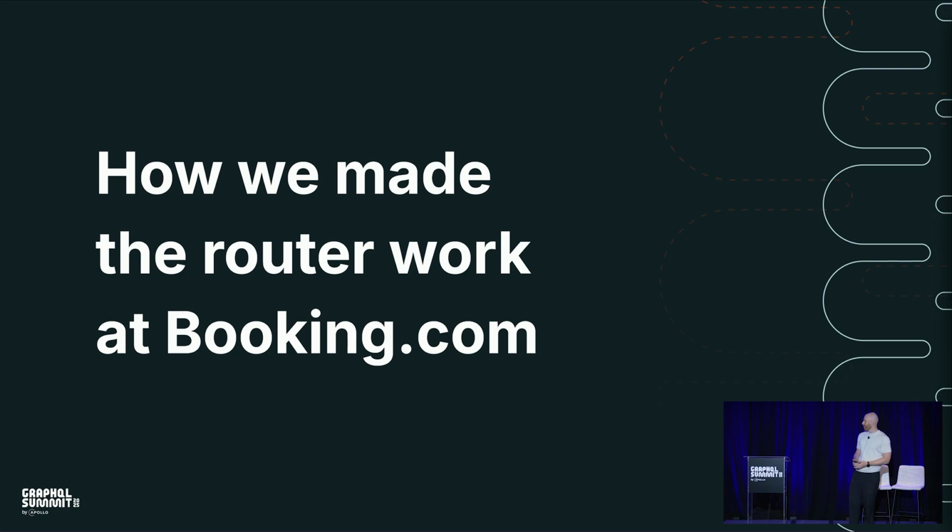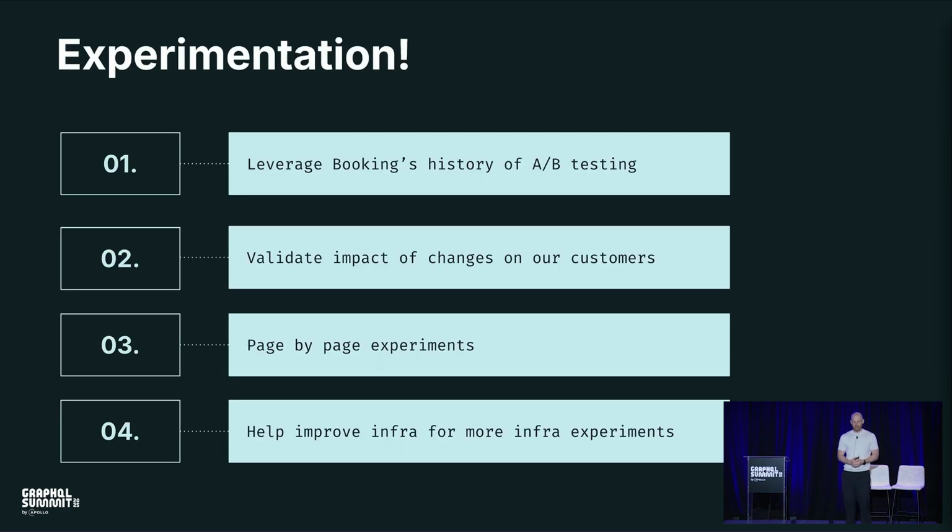So how do we make the router work at Booking? The answer to this is pretty simple: experimentation. Booking has a rich history of running experiments and A/B tests across our platform. We've been doing it for 20 years and celebrated our 20th anniversary early this year of our first experiment.